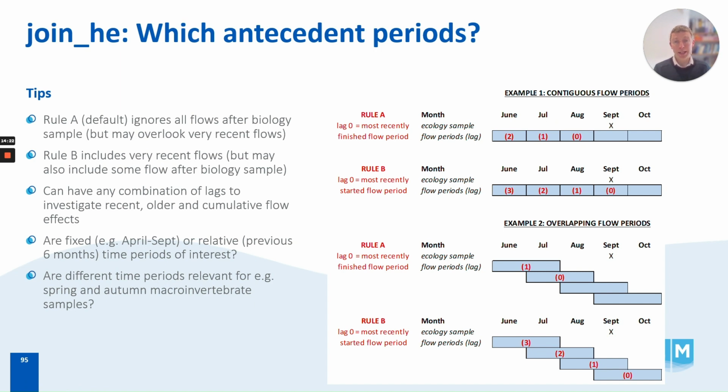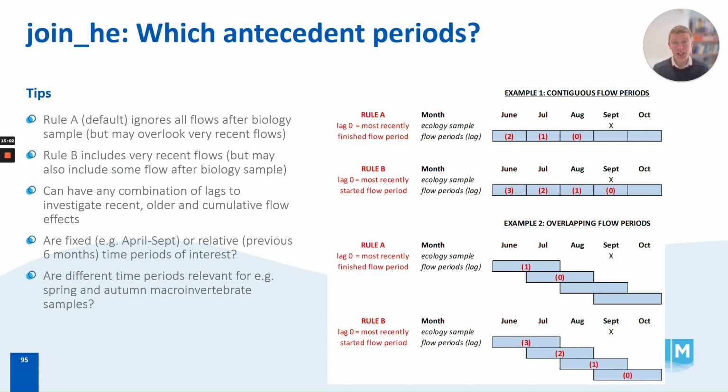Conversely, rule B ensures that our flow statistics cover all the flows right up to the date of the biology sample, but it can also then potentially include some flow measurements which occurred after that sampling date. So again, if we assume that our biology sample was collected on the 15th of September, then taking flow statistics for that lag 0 month means that we cover the flow conditions in the first 2 weeks of September. We also cover the flow conditions in the 2 weeks after the biological sample, which obviously couldn't have influenced the ecology at that particular sampling time.